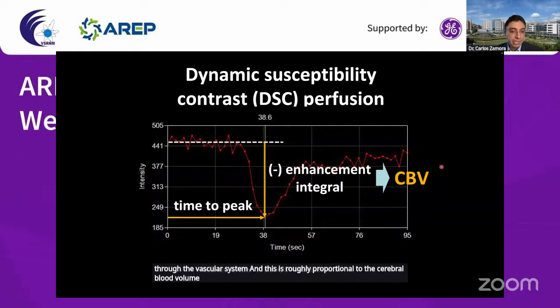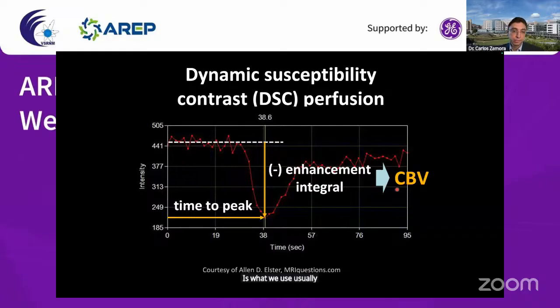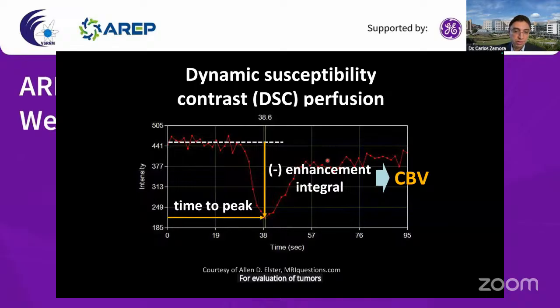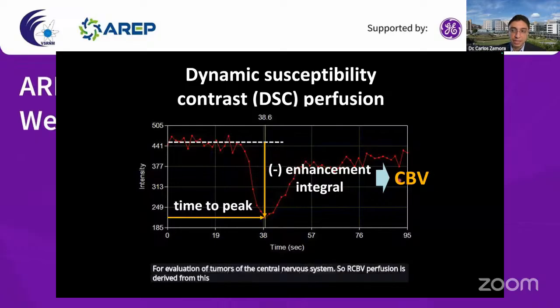And this CBV, or blood volume perfusion, is what we usually use for neuro-oncology. It is the most studied, the most robust and widely used parameter, the one we tend to refer to for evaluation of tumors of the central nervous system. So our CBV perfusion is derived from this negative enhancement integral.